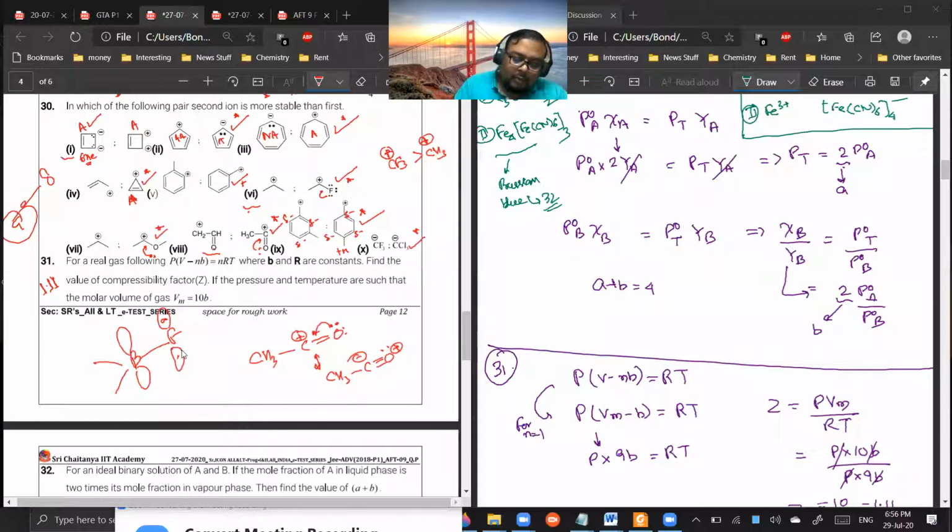The back bonding thing which we have discussed. So here it is a 2p-2p, 2p pi back bonding. So it is a highly stabilizing interaction. Are you getting my point?